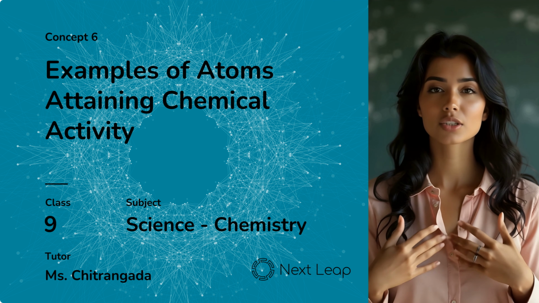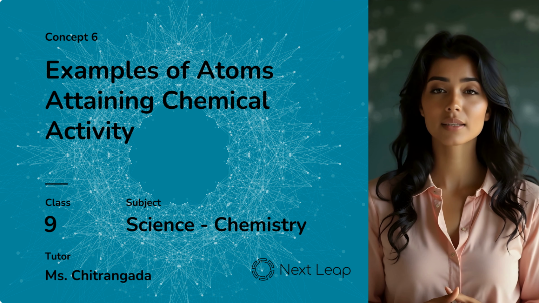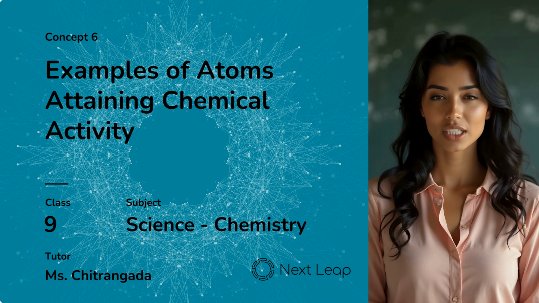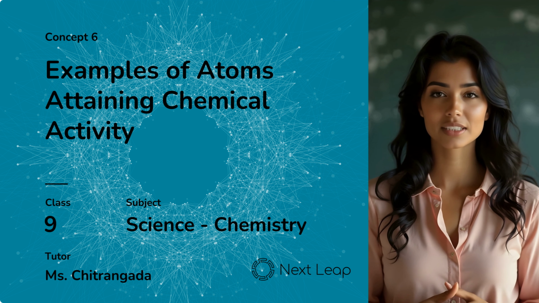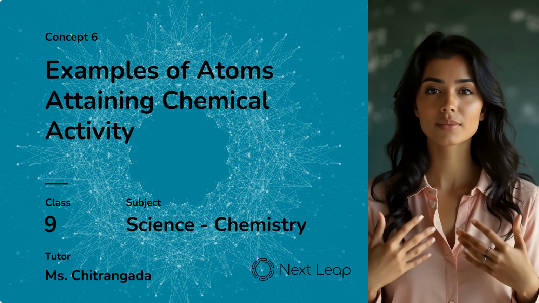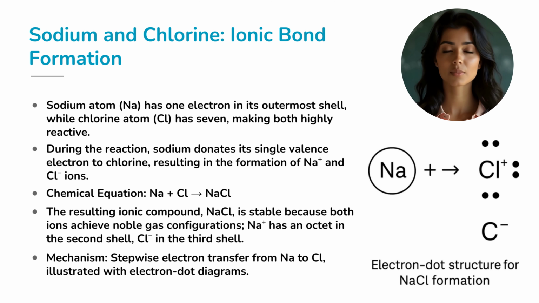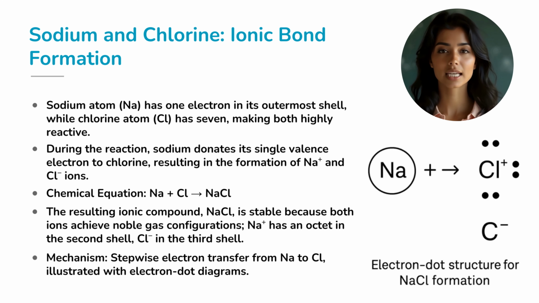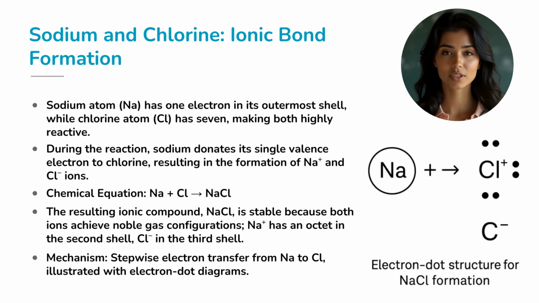Every other element tries to emulate this stability, and that's what drives the vast range of reactions you see in labs, industries, and even inside your own body. Let's look at a classic example, the formation of table salt. Sodium atom, symbol Na, has one electron in its outermost shell. Chlorine atom, symbol Cl, has 7 electrons in its outer shell. Both want to become more stable.